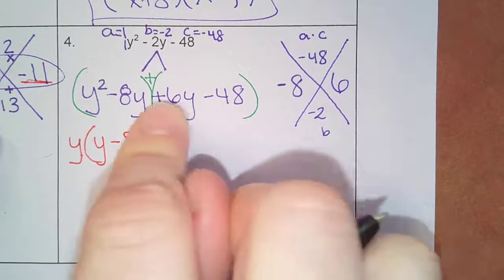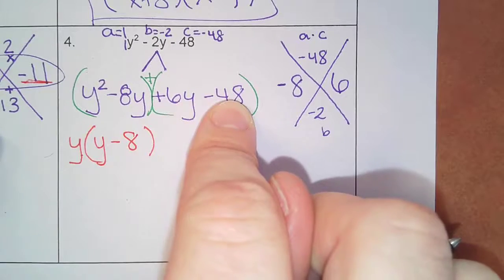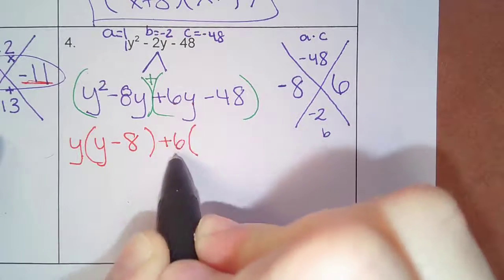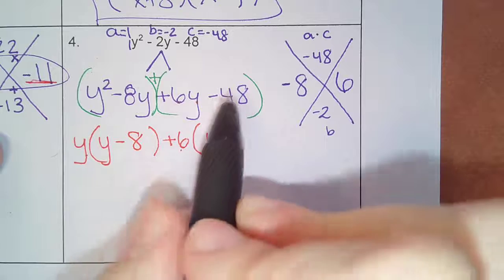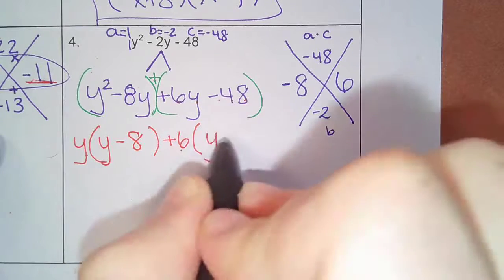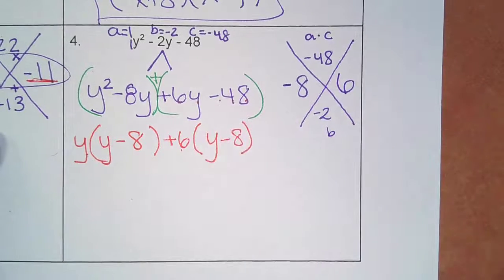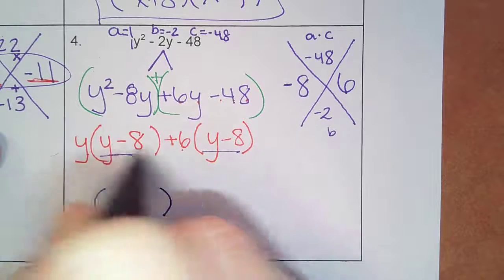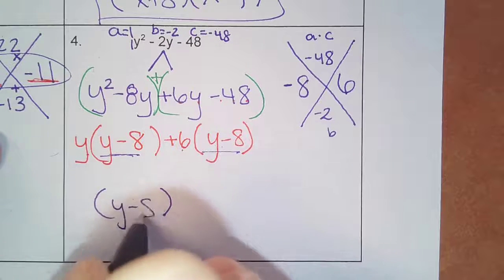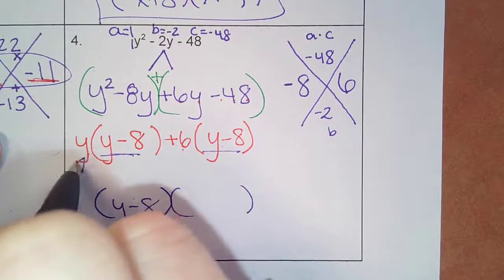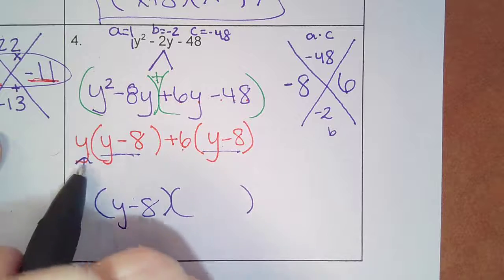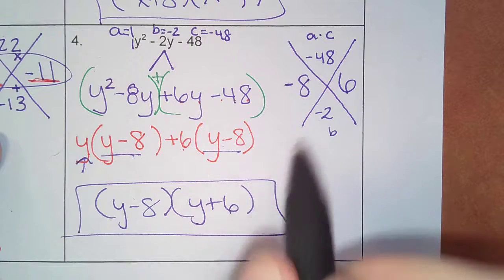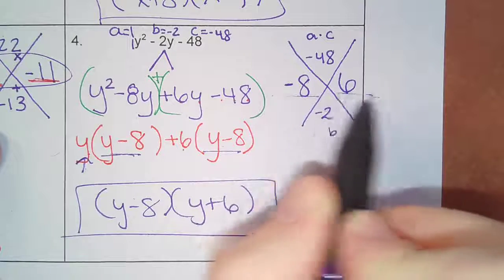GCF of this binomial, 6 and 48, I could divide both of those by 6. 6y divided by 6 is just y. Negative 48 divided by 6 is negative 8. These match. I'm good to move on. Factor out my GCF of y minus 8, and I'm left with my matches. My y plus the 6. Y minus 8, y plus 6.